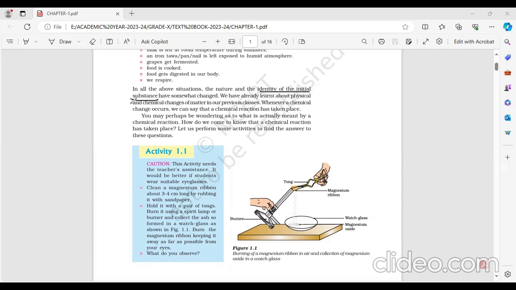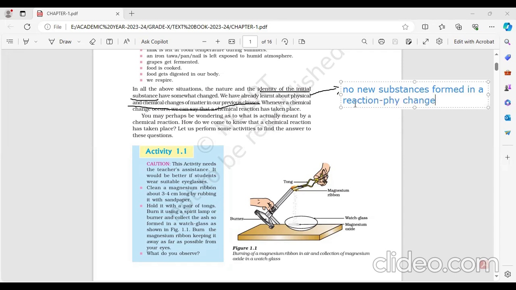Now we have already learned about physical and chemical changes of matter in our previous classes. So what is a physical change? In any change, if no new substances are formed in a reaction, that is an example of physical change.